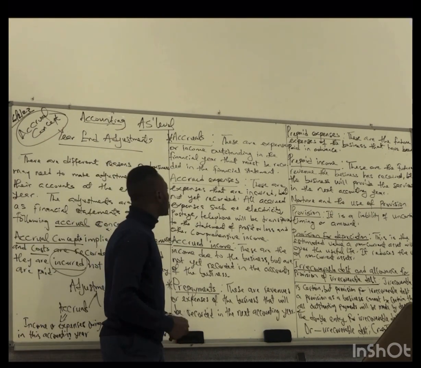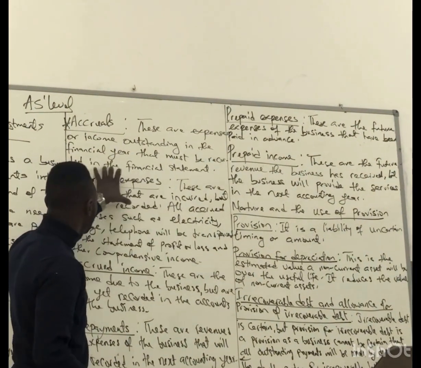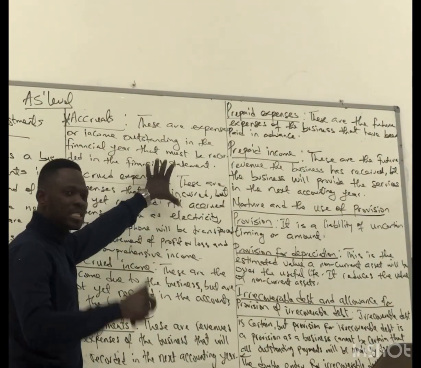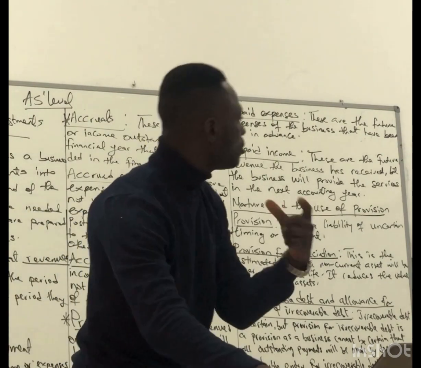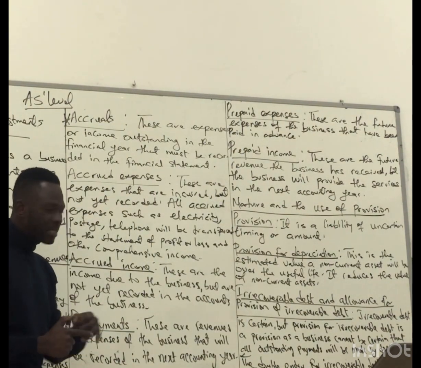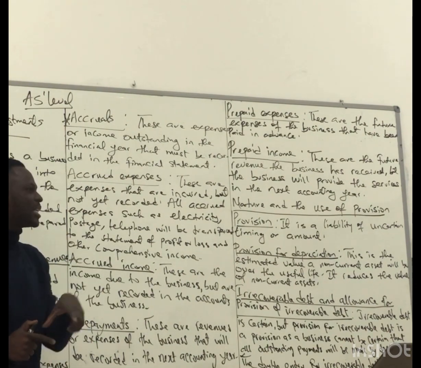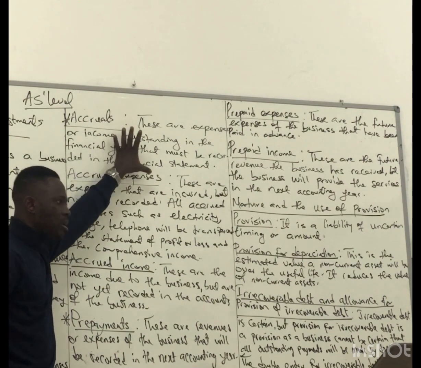Look at what I wrote about accruals. Accrual: these are expenses or income outstanding in the financial year that was recorded in the financial statement. So it is recorded, it is accrued this year in terms of income and expenditure. But it has to go with this financial year. We have to record it in this financial year. That's why we call it accruals.